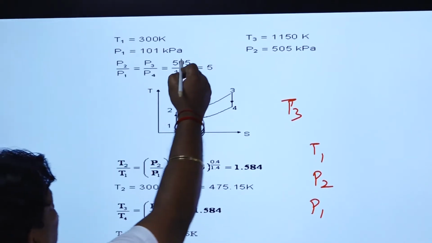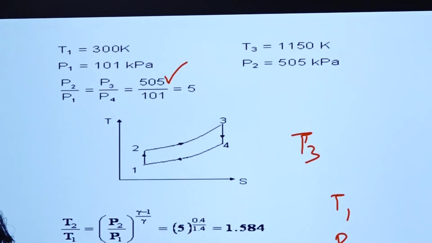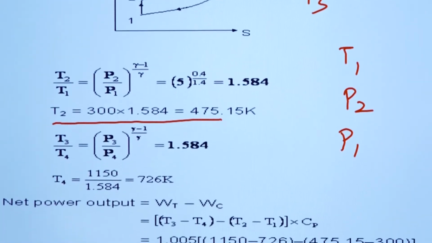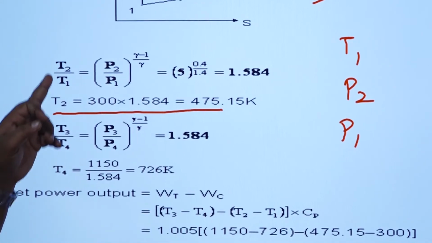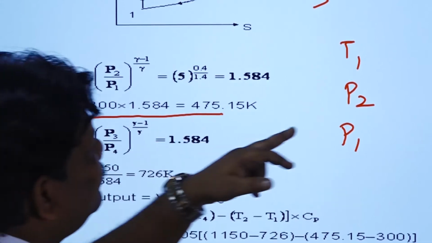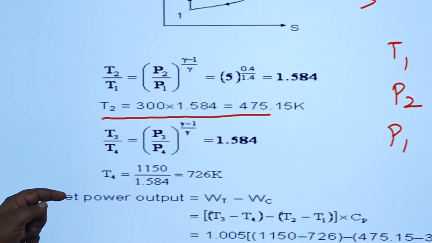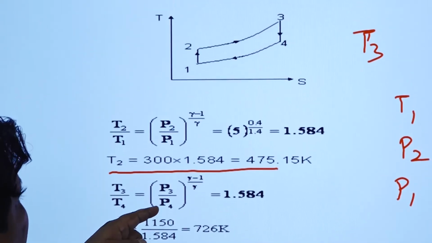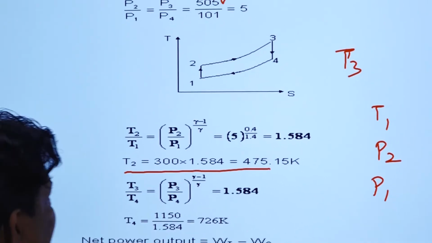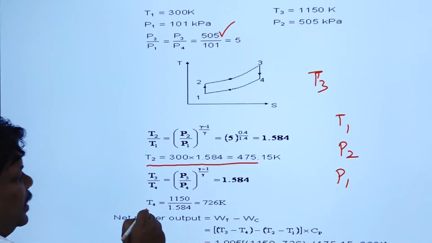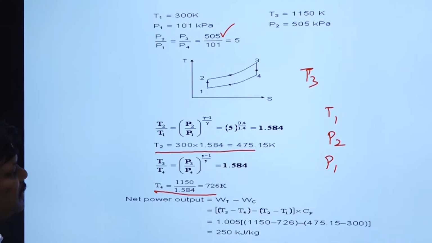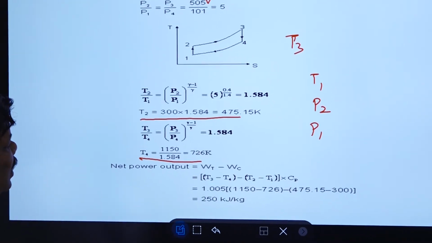So with the help of that you can find the unknowns. As I told you, you can find the value of the pressure ratio. T2 can be found out with the help of the pressure ratio, that is the PVT relation. Similarly T3 is known to you, the maximum temperature, and T4 can be found out with this pressure ratio with that PV relation, and then this T4 is known to you. So now what is the question?